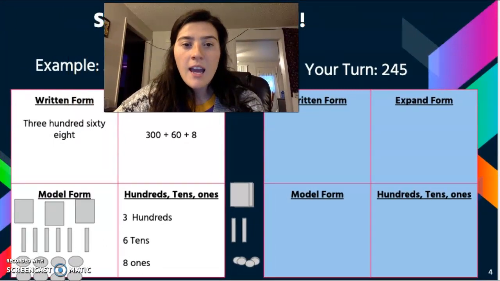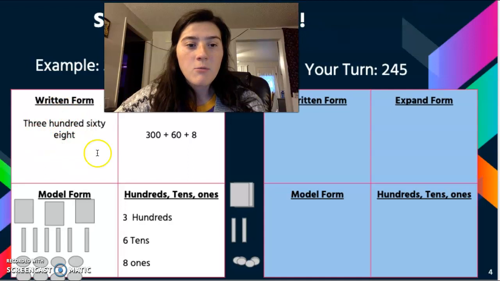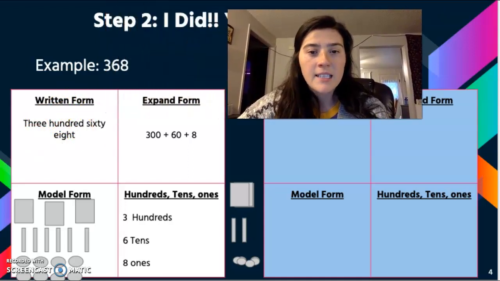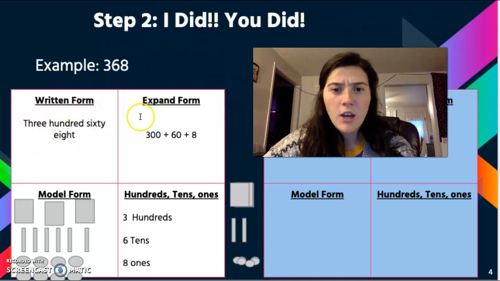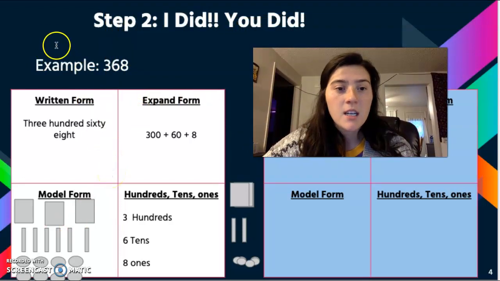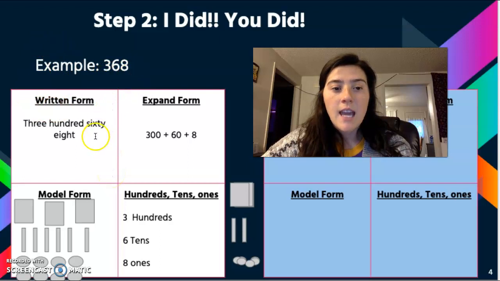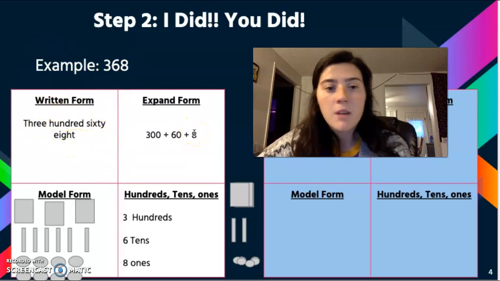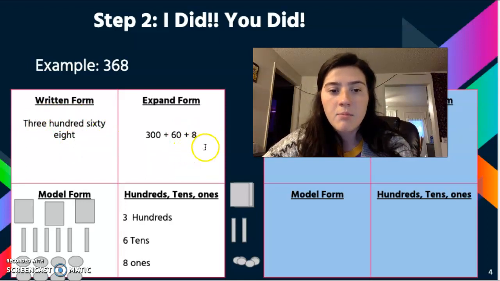So I have done it first for you. So here's my written form of my example number. Sorry, I'm just trying to get the camera in the right place. So here's my example problem. 368. I wrote it out 368. My expanded form, 300 plus 60 plus 8.